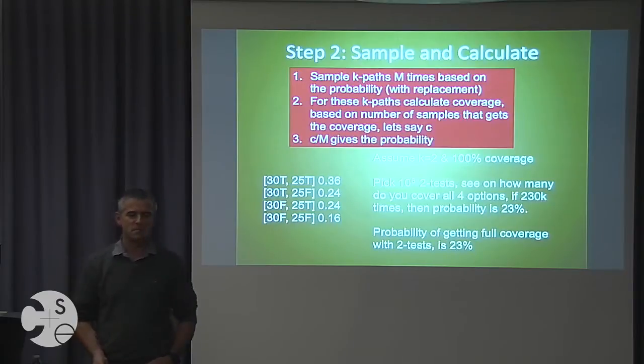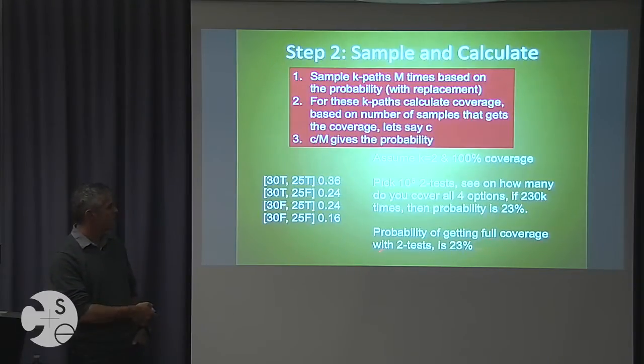So the bottom line is, in this specific case, the sampling is pretty close to the analytically correct value. The probability of getting full coverage, or 100% coverage, with 2 tests for this example is 23%. And we calculated it here with this mechanism.